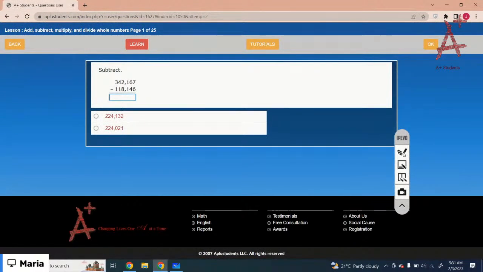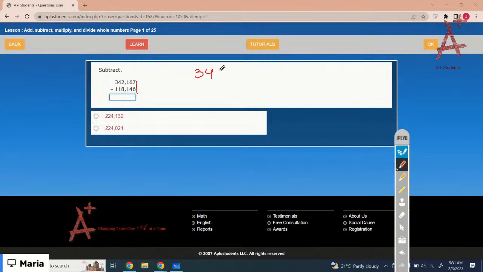Let's just do the practice questions. You can have a look at the tutorial questions by yourself. Got it? They are already solved. Okay, you have to subtract. Let's start from the ones digit. Just subtract 6 from 7. So 7 take away 6 is 1.